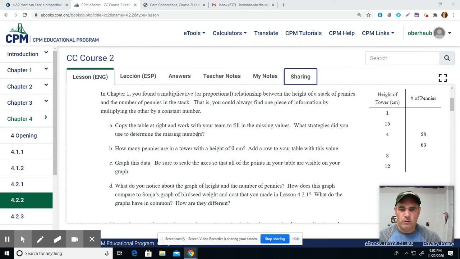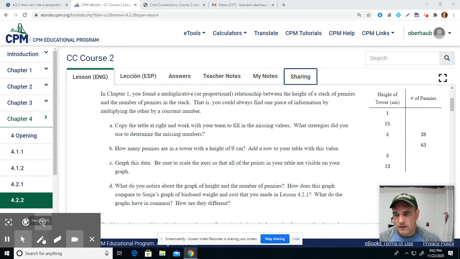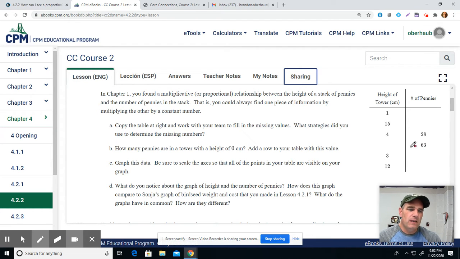What strategies did you use to determine the missing parts? So you're going to copy this down on your paper, and you should have already done this because you're supposed to do the work first, then watch the video. And then you were supposed to fill this in. So let's see, what can we do?